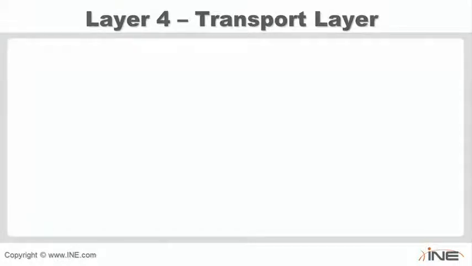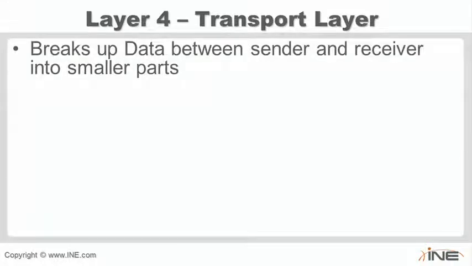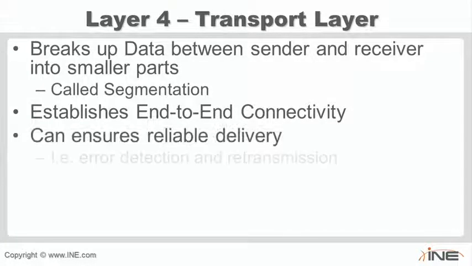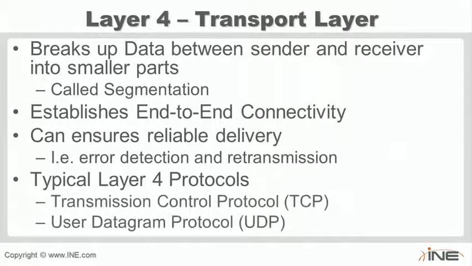Number 4, the transport layer. Its main goal is to take the data from the upper layers, like the session, presentation, and application layers, and break it up into smaller parts in order to send it over the network, which is known as data segmentation. This is also used for establishing end-to-end connectivity, and we'll see there are 2 key network protocols that work at this layer that we're going to spend a lot of time with, which are the Transmission Control Protocol and the User Datagram Protocol, or TCP and UDP.